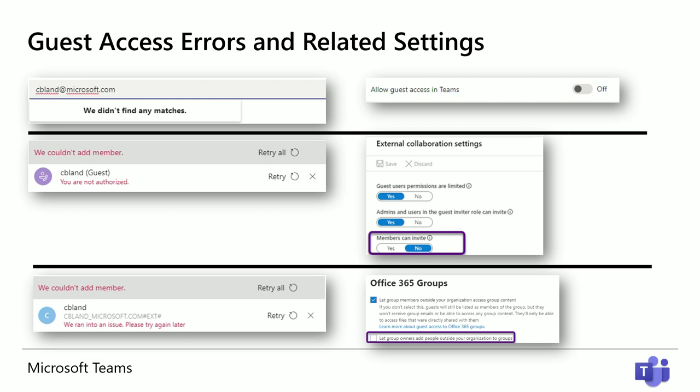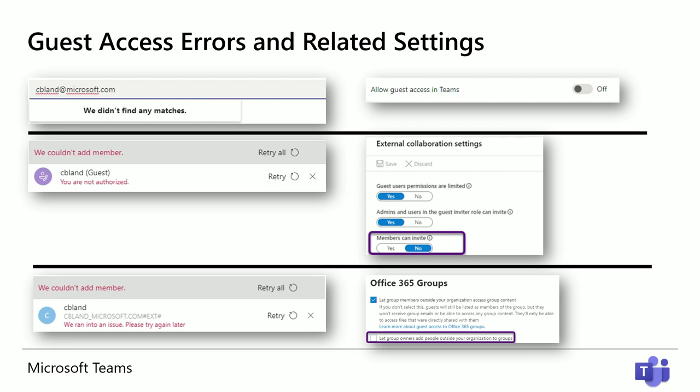The second one is showing that a user is trying to invite someone external through Teams, and they're getting back, you are not authorized. That means that the tenant admin turned off members can invite. And there are some companies that do this by choice because they want to control and manage guest access creation. But the third one, I want you to take a look at that one. It's a little bit different.